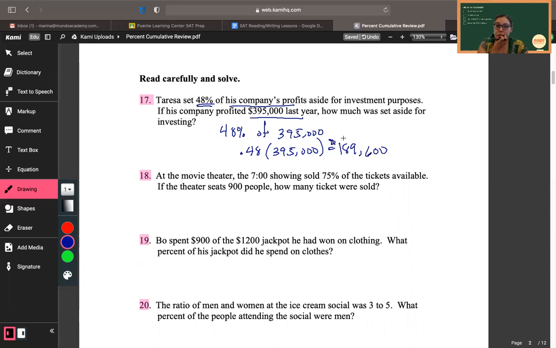Number 18 is a similar example. So we have at the movie theater, the 7 showing sold 75% of the tickets available. If the theater seats 900 people, how many tickets were sold? So that's 75% of the tickets available. The tickets available would be the 900 because that's how many tickets they can sell. And so we're just going to do 75% of 900. Again, we're going to turn that into a decimal and then multiply that times 900. So 0.75 times 900. So that's 675 tickets.